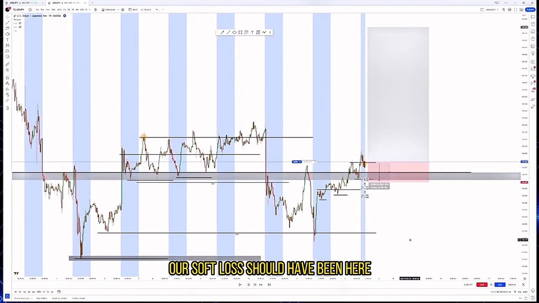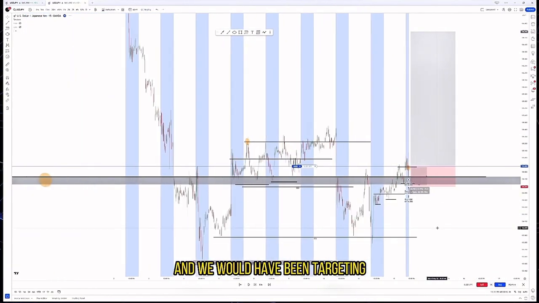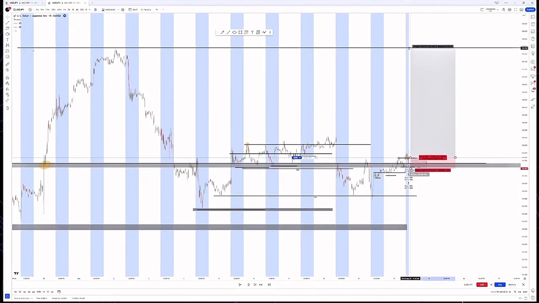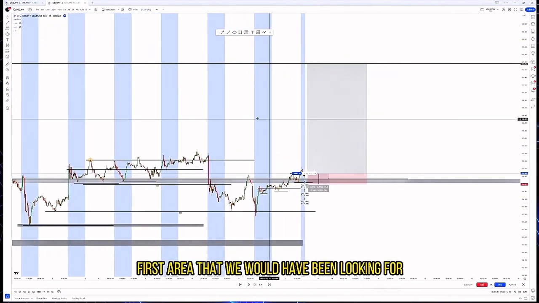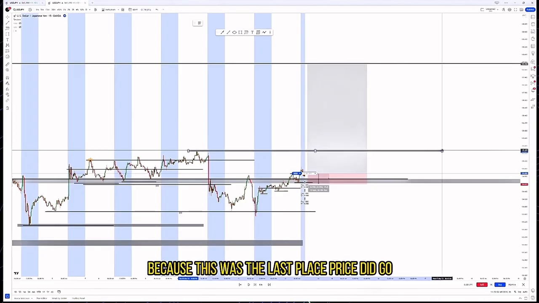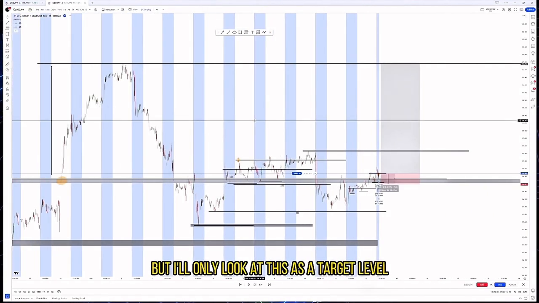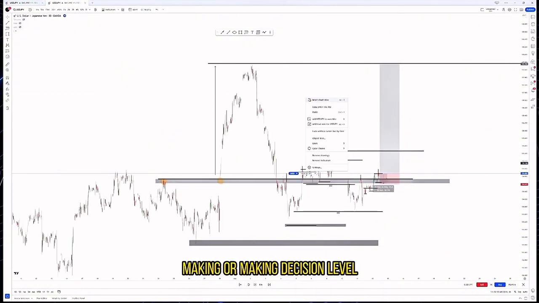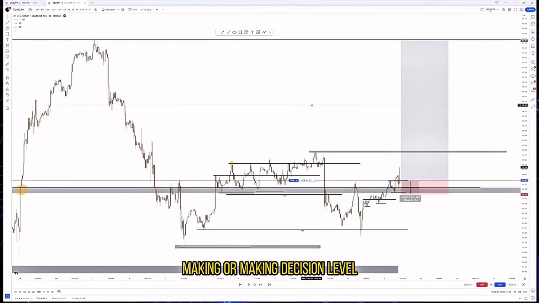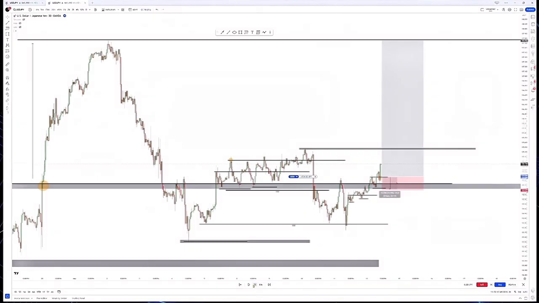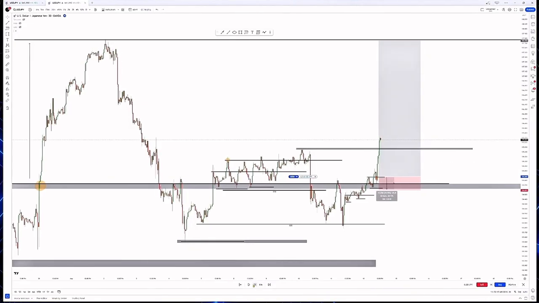Our stop loss would have been here, and we would have been targeting all the way up to this level here. The first area we would have been looking for was these previous highs, because this was the last place price did go. But I only look at this as a target level of making decisions. I look at all TPs as a decision-making level. My apologies. So we're going to continue and we're going to watch price action.